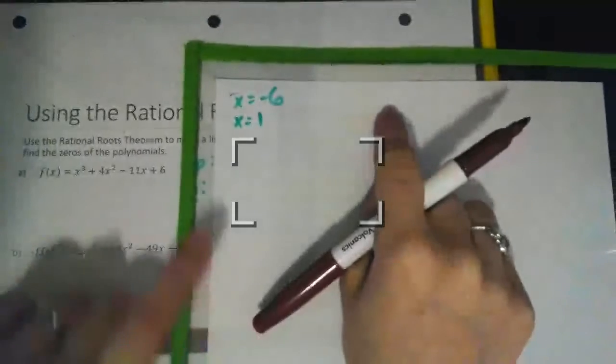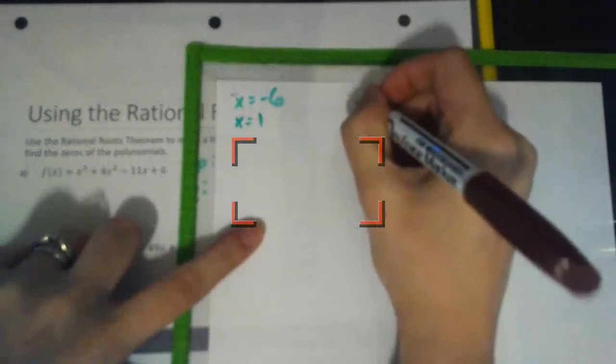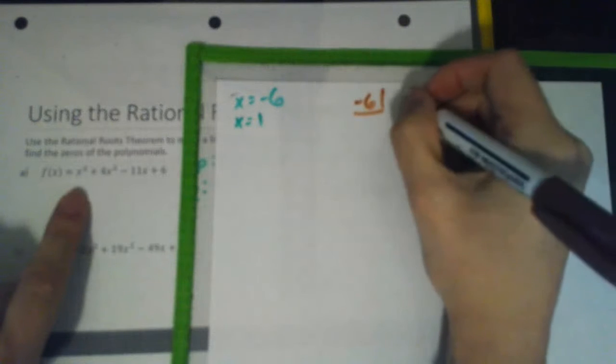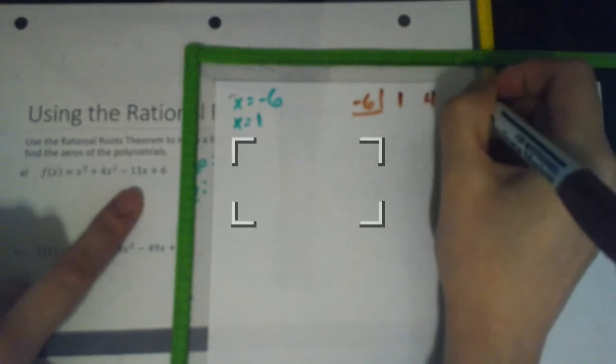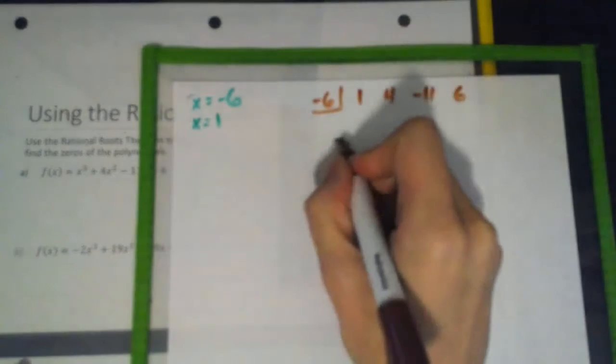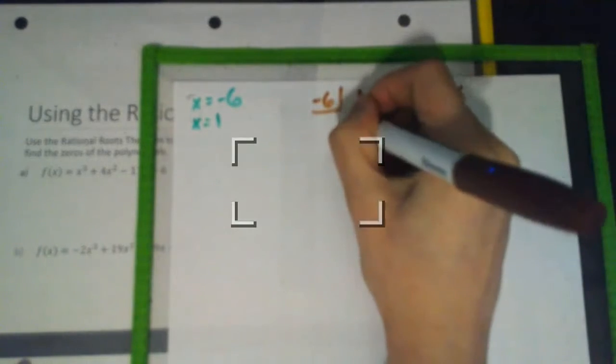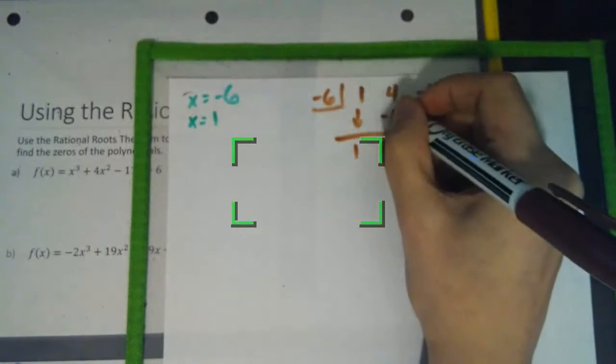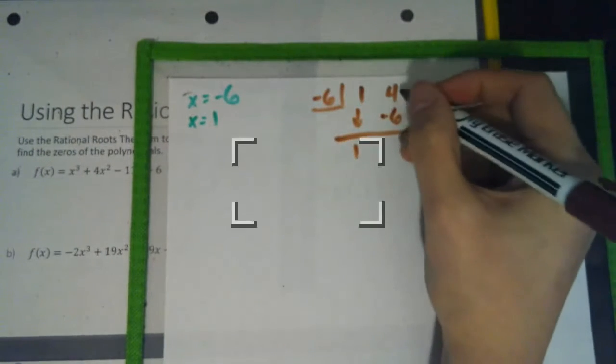So for synthetic division, we start by listing out our 0, which is -6, and I put it in a box. And then I list out the coefficients of my polynomial. We have 1x cubed, 4x squared, -11x, and a +6. I leave a space and put a line. I bring down the first number, 1, and then I multiply. 1 times -6 is -6. I add, 4 plus -6 is -2.